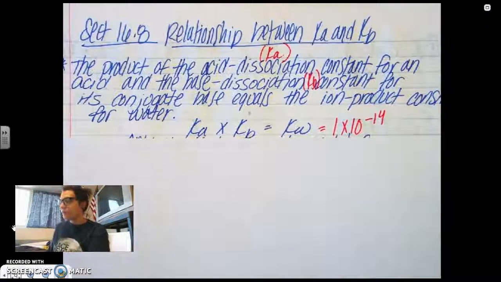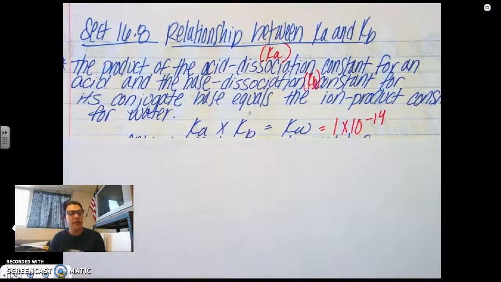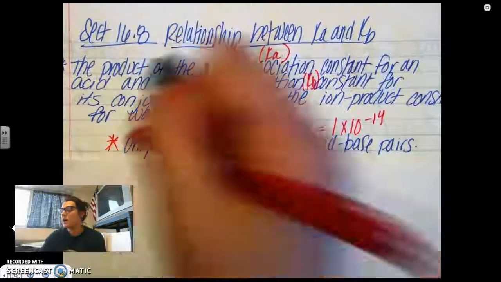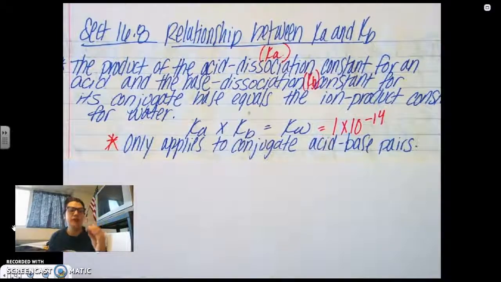Okay? So with that being said, if you're given a Ka of a weak acid, you can find the Kb of its conjugate base by using the 1 times 10 to the negative 14. And again, this only applies to the conjugate acid-base pair. So this has to be a single acid-base equilibrium expression.